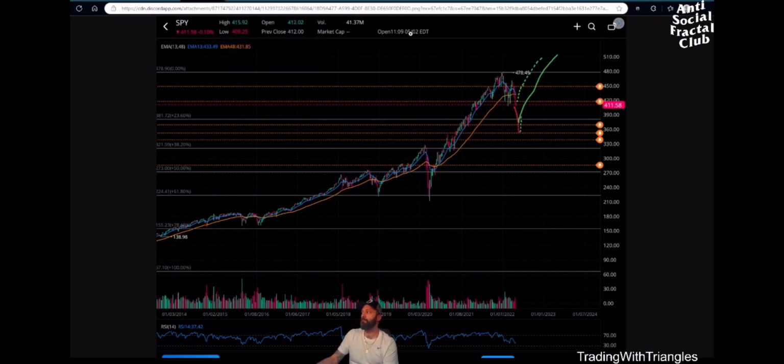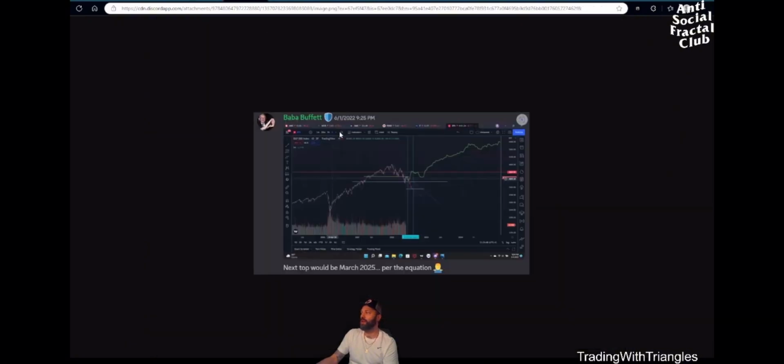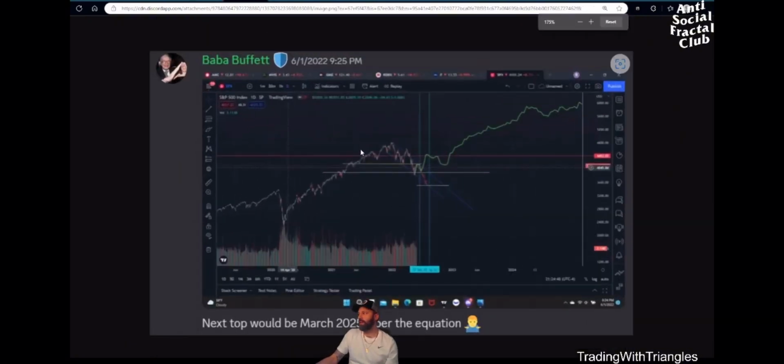This was May 2022. This was posted in the Discord on June 1st, 2022. This is when I was first starting to work on the equation. One of the macros that I pulled was the COVID low and the January 2022 high to forecast what the high point would be, since this is intertrend on a macro perspective. Price target at that time was 5,500 to 6,000 for SPX.